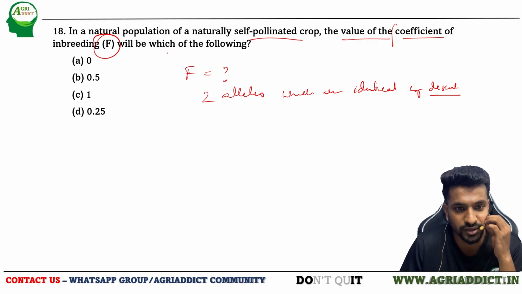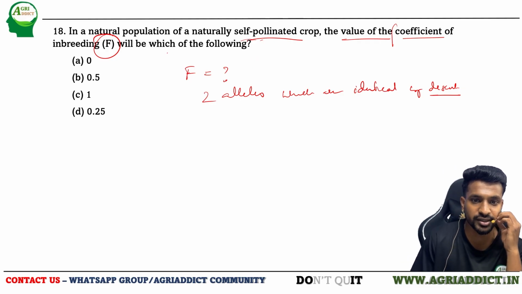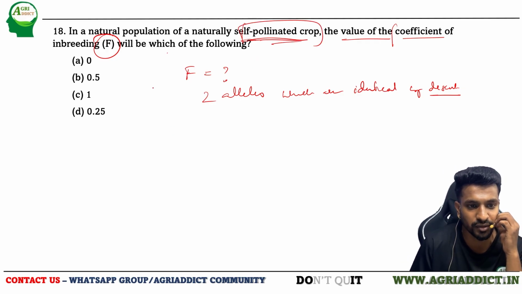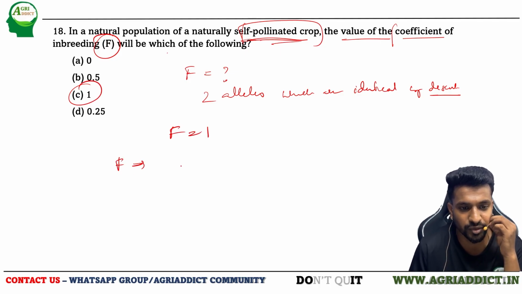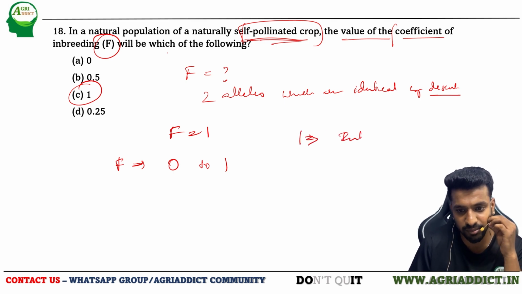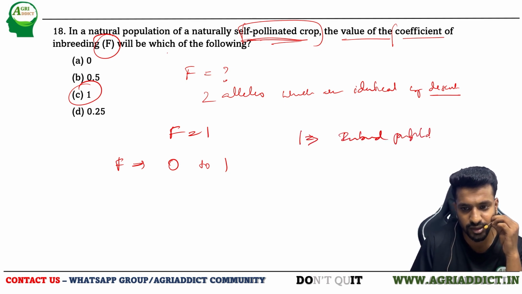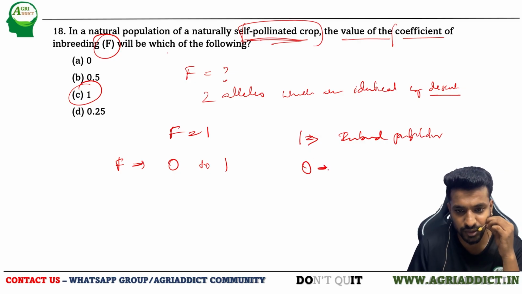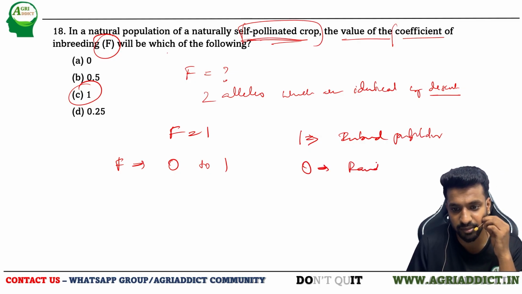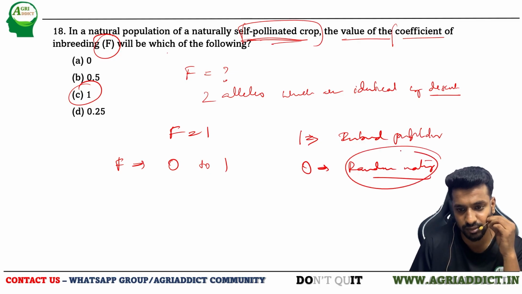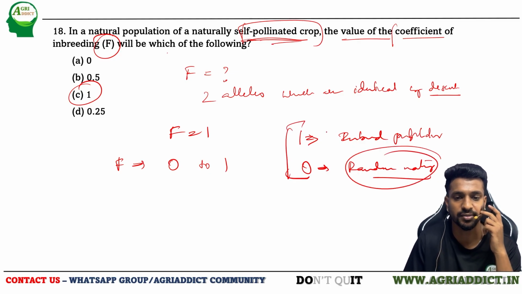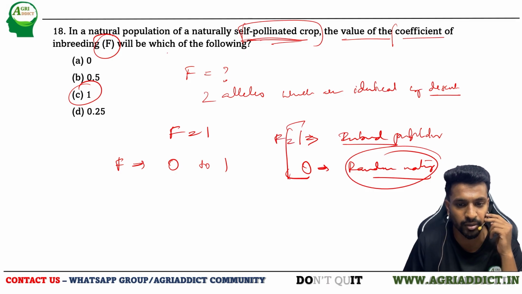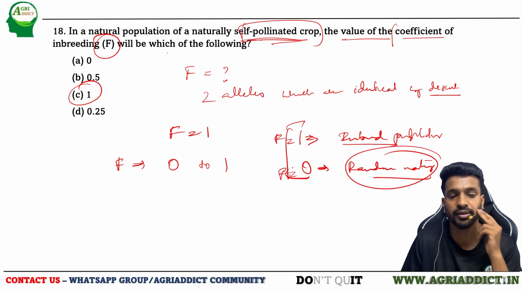which of the following? In this case, remember that if it is a completely self-pollinated crop, the F value will always be equal to 1. The F value lies between 0 and 1. If it is 1, that means it is a completely inbred or self-pollinated population, and if it is 0, then it is a completely random mating population. So just try to remember these two things. This might directly come in your exams. F value equal to 1, it is an inbred population. F value equal to 0, it is a random mating population.